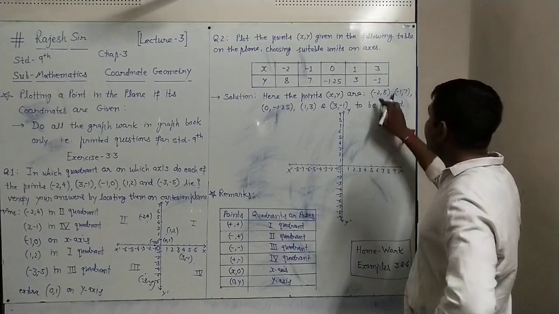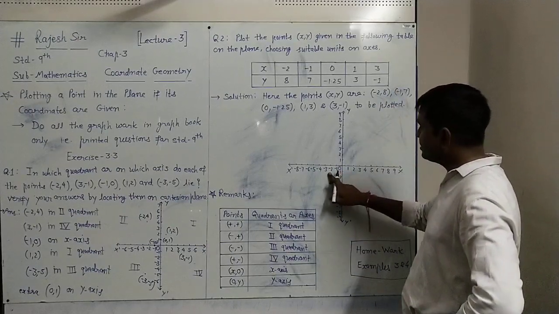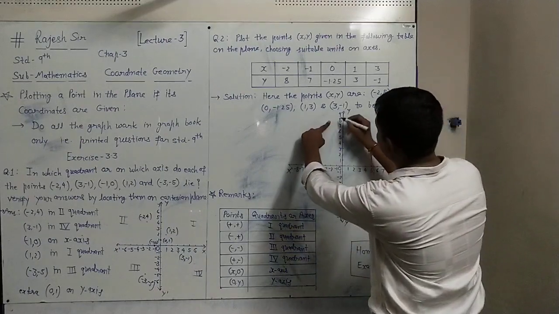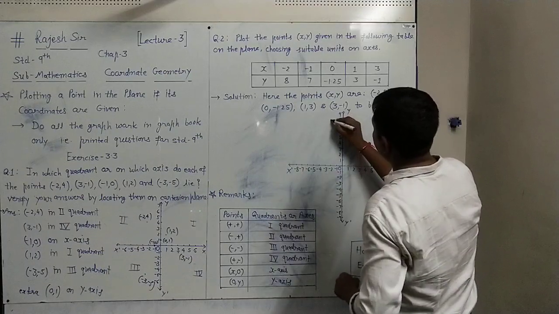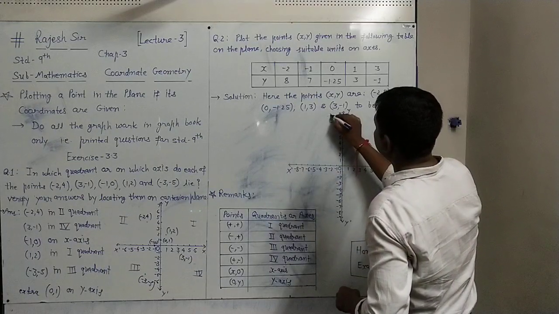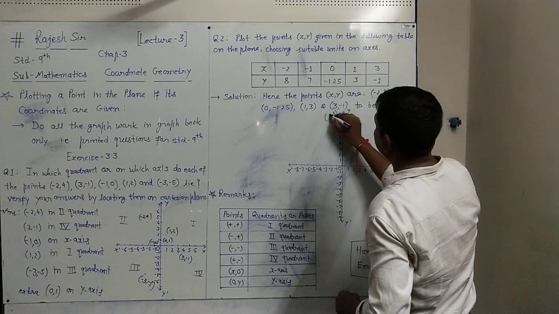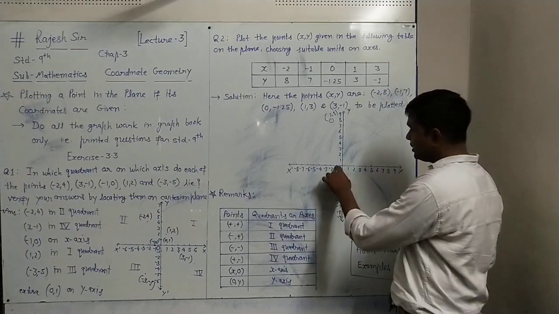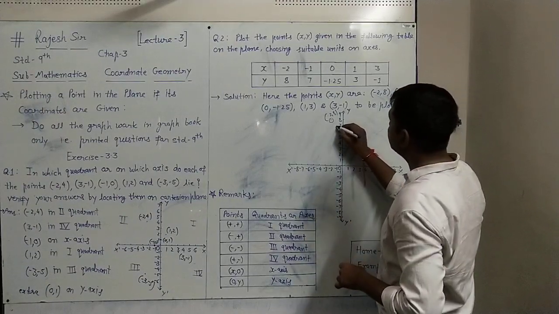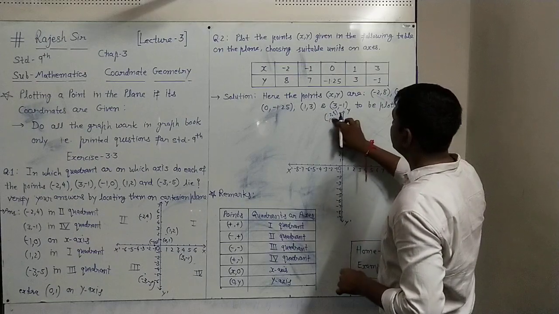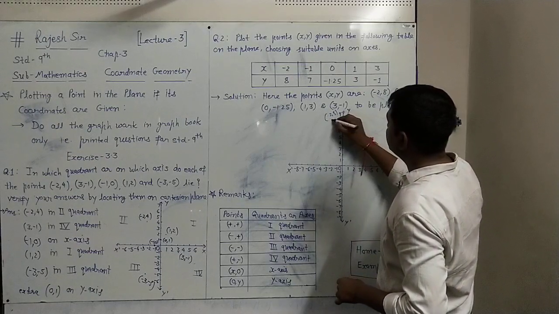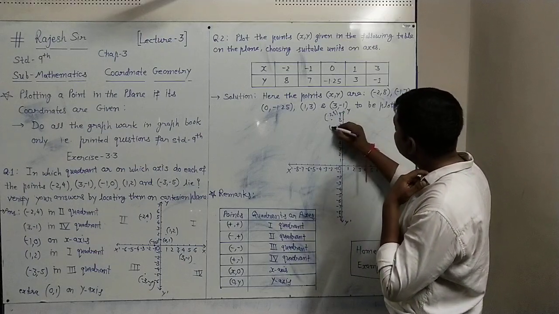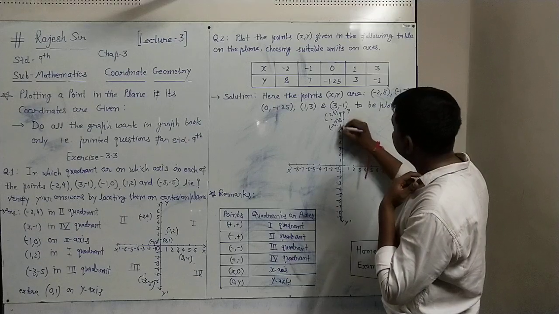If we plot the point minus 2, 8 first, then minus 2 on the x-axis, 8 on the y-axis, so it will be 8 here, minus 2 and 8, this point will be the first point, minus 2, 8. Next point, minus 1, 7: minus 1 is here, 7 is here, so this point. The first point is minus 2, 8 and the second point is minus 1, 7.